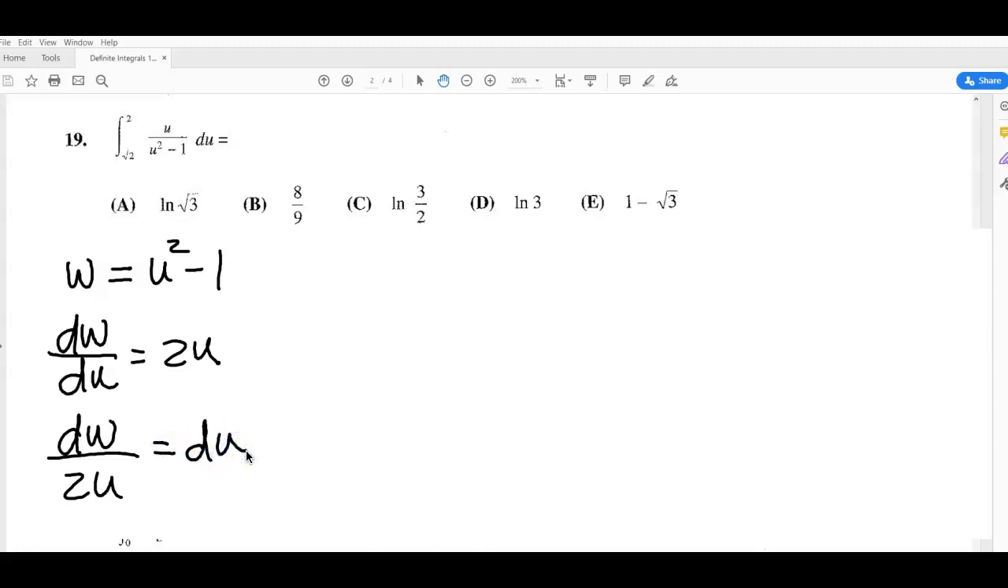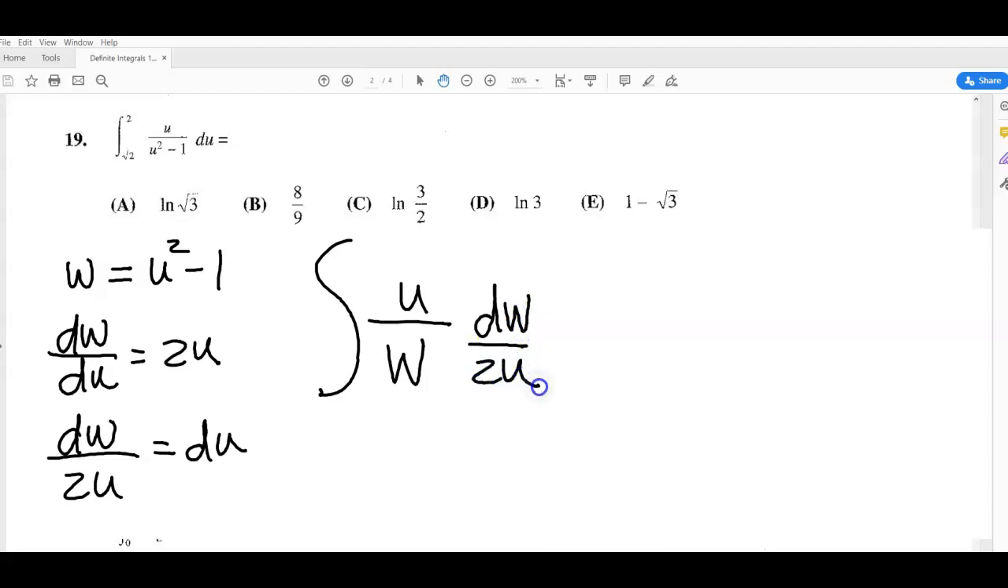It's time for our substitution. So the u on the top is going to stay. The bottom is going to be replaced with w, and du is going to be replaced with dw over 2u. And the u's cancel, and I'll be moving the 2 out to the front.